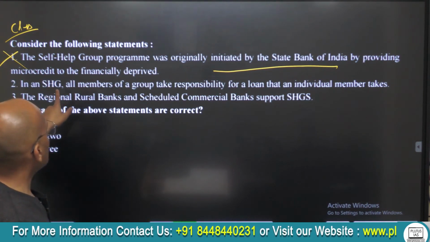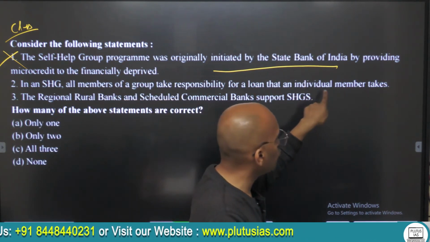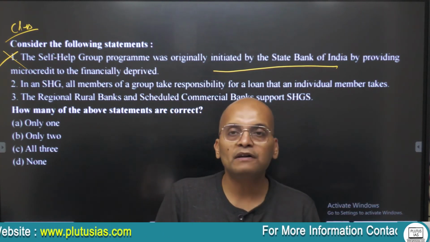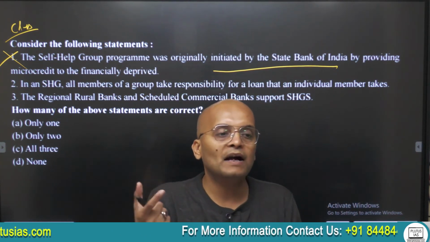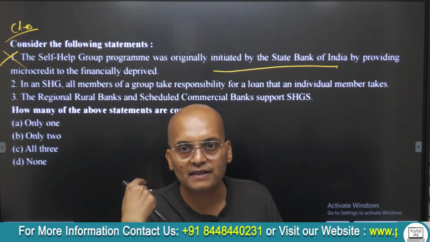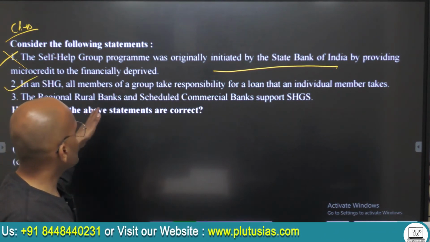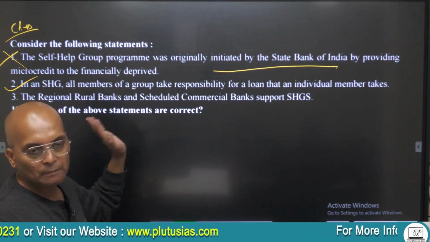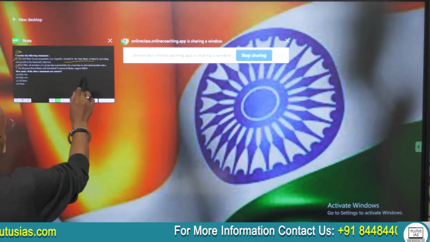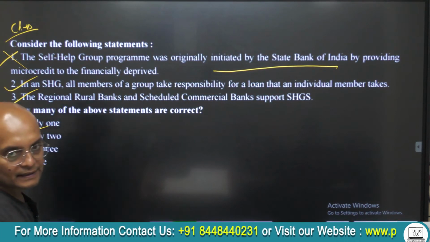Statement 2, in an SHG, all members of the group take responsibility for a loan that an individual member takes. Yes or no? Obviously, someone wants to start tailoring business, everyone combined 1,000, 20,000 was given. So everyone is taking the responsibility, everyone is risking their money. Regional rural banks and scheduled commercial banks support SHG. Obviously they support, I told you. So 2 options are correct. Clear?